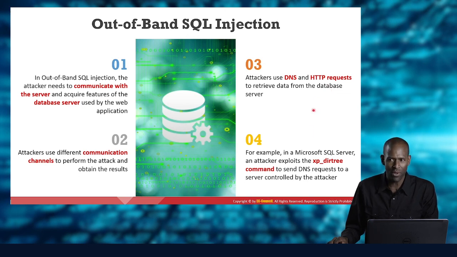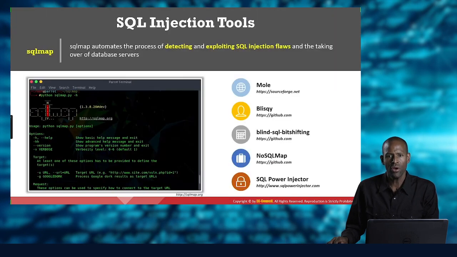So an example, you have a Microsoft SQL server. The attacker exploits the xp_dirtree command in order to send DNS requests to a server controlled by the attacker. So we're using database features to control DNS to get to a server. We have a couple of different bands going on there. That's why we call it out of band. All right, so there are tools.